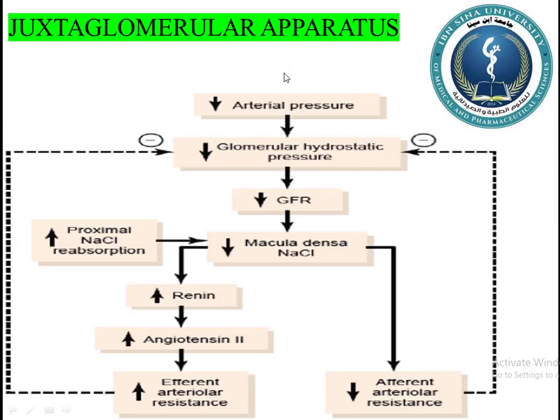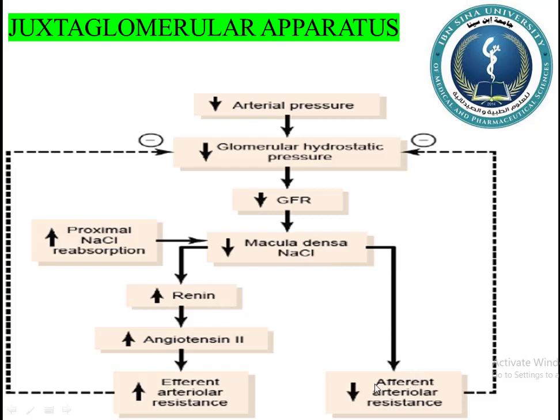This is the juxtaglomerular apparatus. In a condition of decreased arterial blood pressure in the body, there is decreased hydrostatic pressure. This decreased hydrostatic pressure causes a decrease in the GFR. So with decreased filtration, there is low sodium entering the tubule, and when it reaches the macula densa cell, the cell will detect the decreased sodium, so it has two effects.